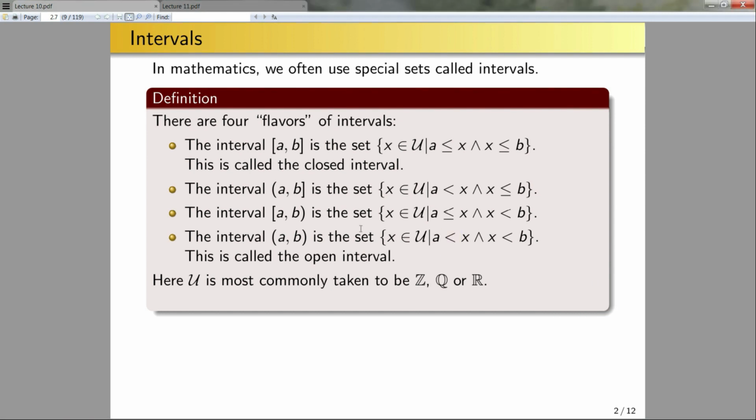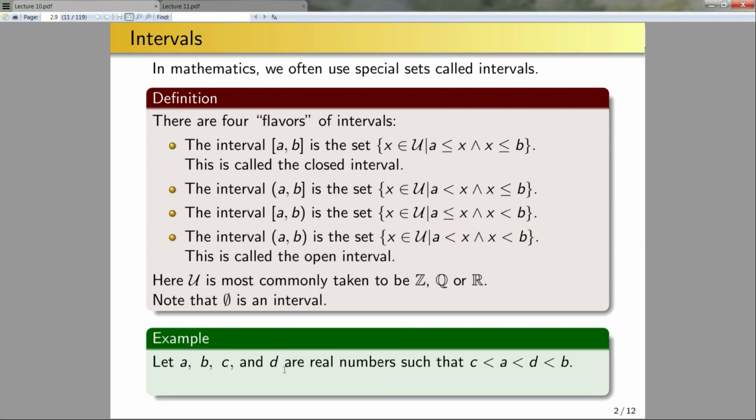Now, one important thing to note here, the null set is an interval. Explicitly, if a is equal to b, then this interval here is going to be the empty set. So now let's look at an example. Let a, b, c, and d be real numbers such that c is less than a, which is less than d, which is less than b. Write the intersection of this interval and this interval as an interval.